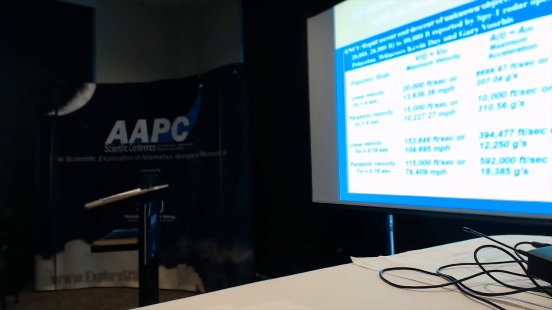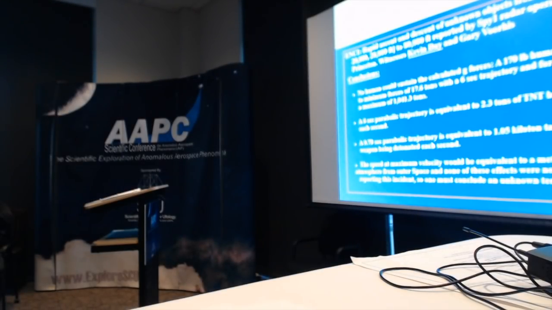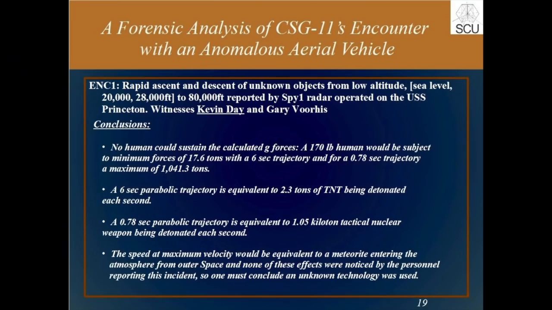So that's the energy requirements for this. So for this first event, the conclusions are pretty obvious. No human could sustain a calculated force on a 170-pound human. For the 6-second trajectory, he would weigh 17.6 tons. For the 0.78 second trajectory, he'd weigh 1,041 tons. So that's obvious.